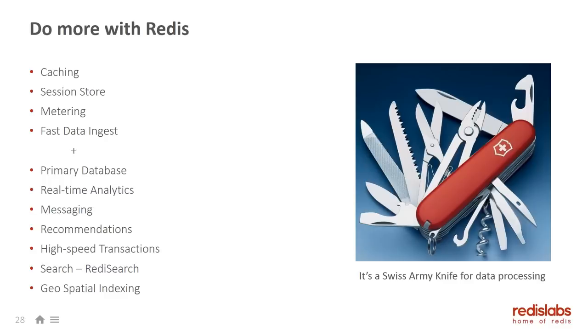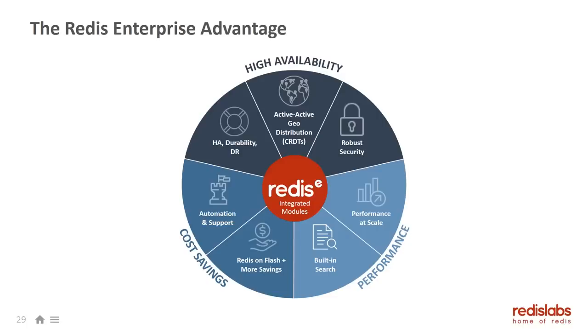It has data structures. It's extremely fast, and it's like a Swiss Army knife for data processing, and it has many use cases. You can use it in many ways. Now, Redis Enterprise, as I said earlier, Redis Labs has Redis Enterprise. It takes Redis to the enterprise world through Redis Enterprise.